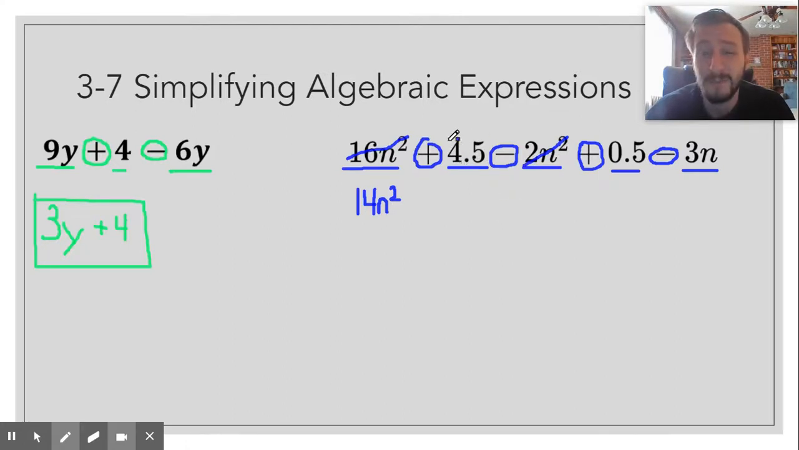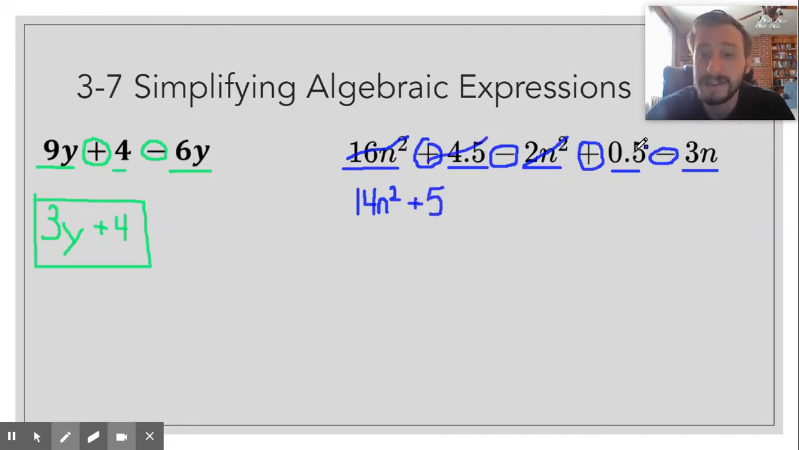We have a constant of 4.5. Are there any more constants? Yes. There's a 0.5 over here, so I can combine these two terms because they are both constants. They don't have variables, they're just regular numbers. And we know we can combine regular numbers. We've been doing it since you were in kindergarten up until now, right? 4.5 plus 0.5. If you think about it in terms of money, if I have $4.50 plus 50 cents, how much money do you have? $5. So this is a plus 5.